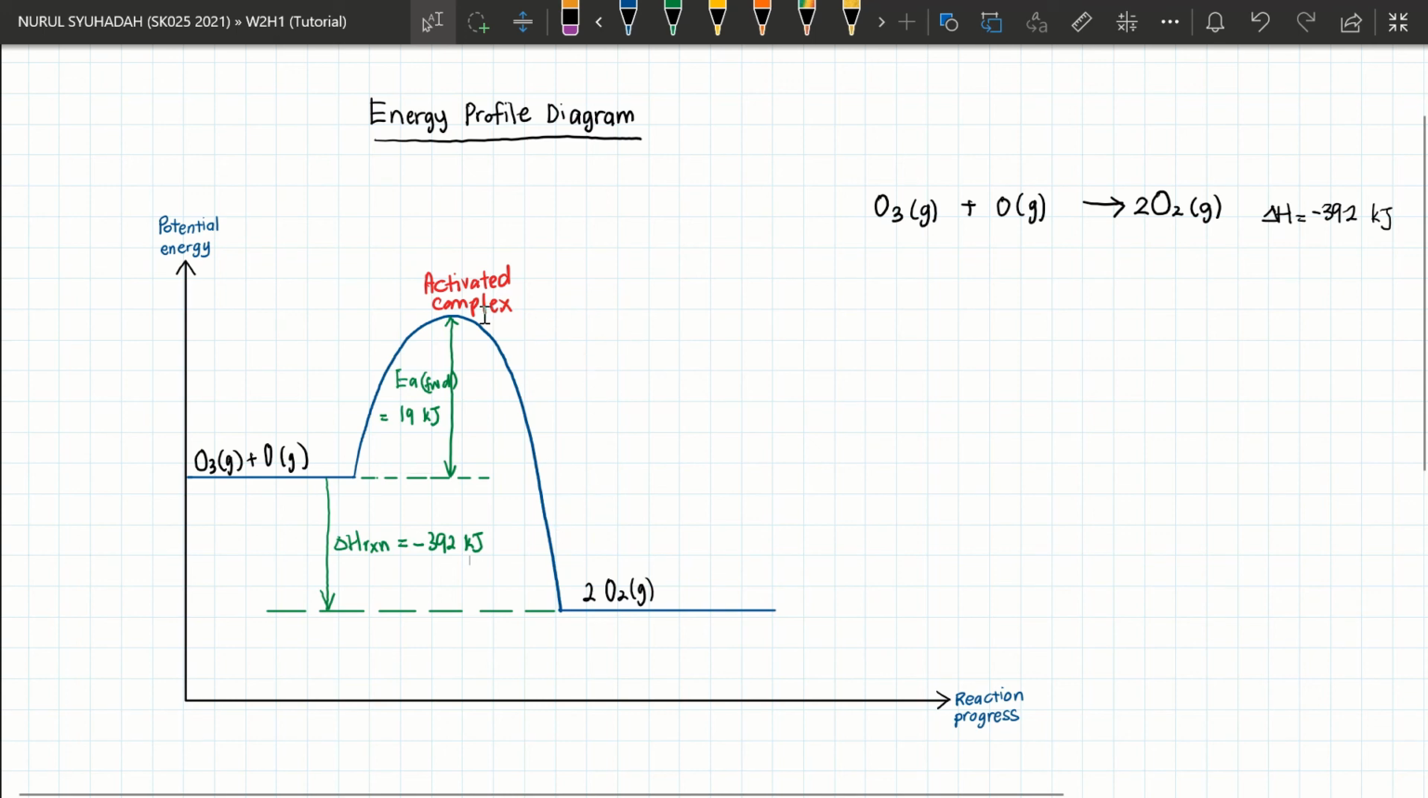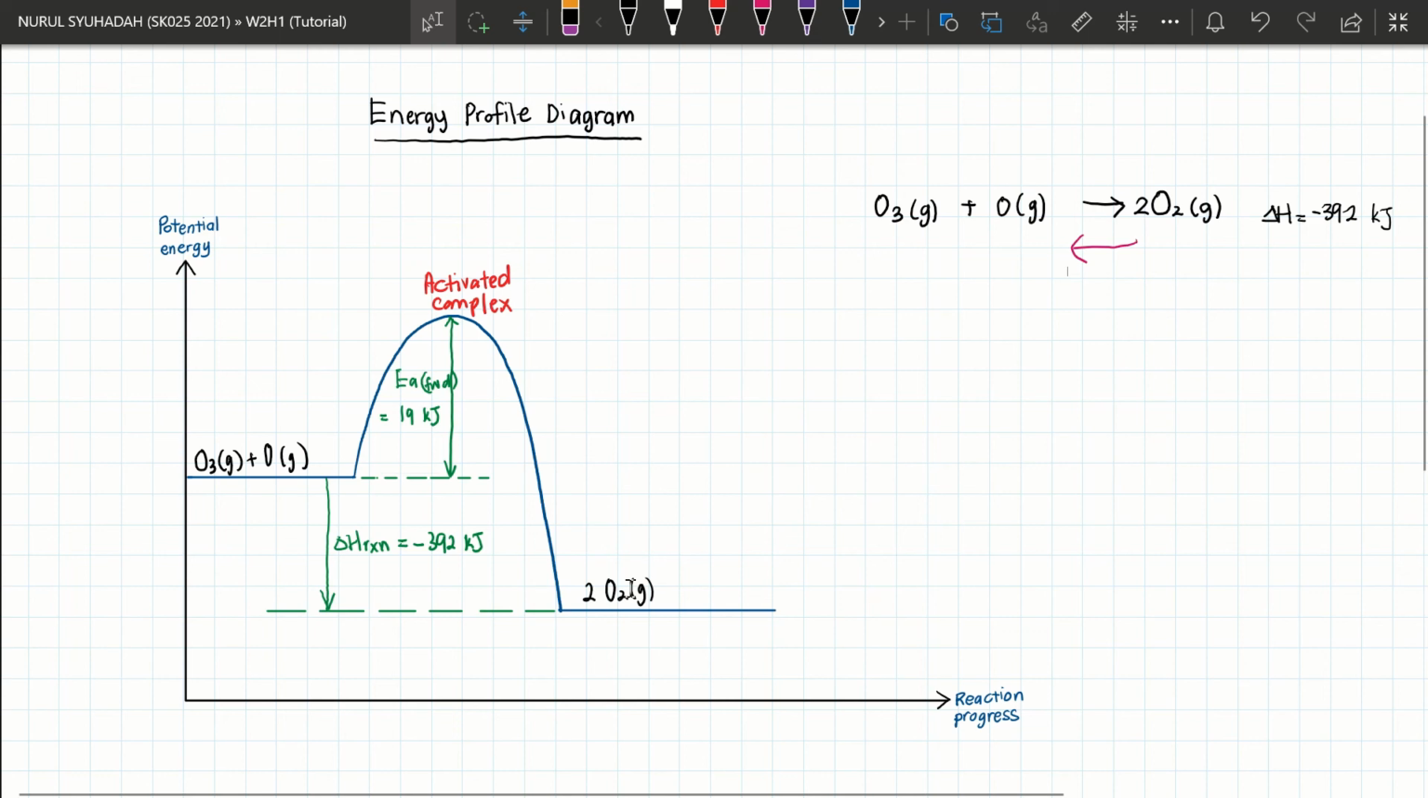But to calculate, you need to show where the reverse reaction is. The reverse reaction is from 2O2 to O3 plus O. By not changing anything in our energy profile diagram, the reaction will go like this, meaning right now O2 is our reactant and O3 and O is our product. So we can use this energy profile diagram to find the energy for the reverse reaction.